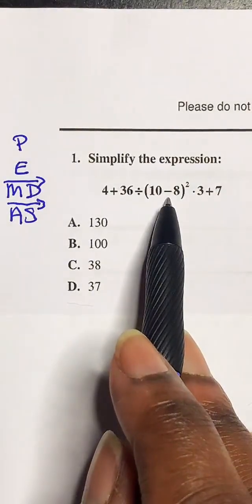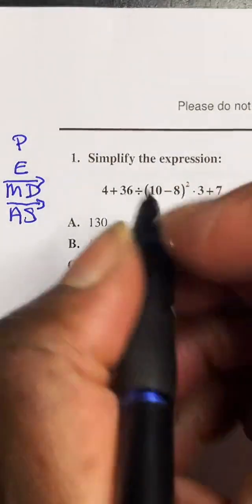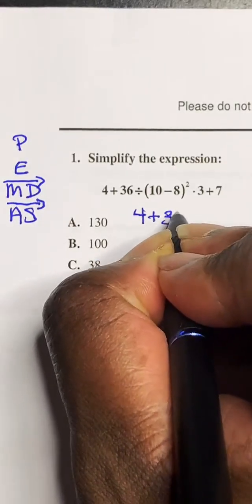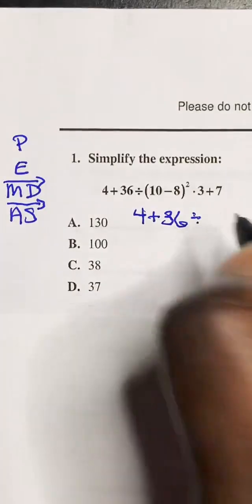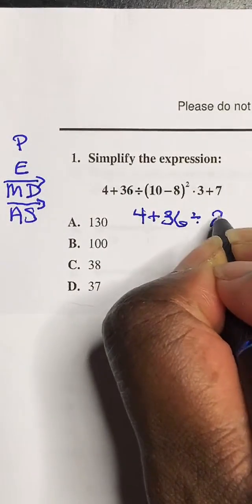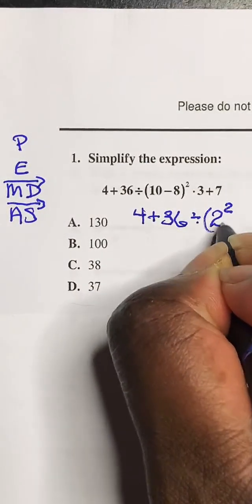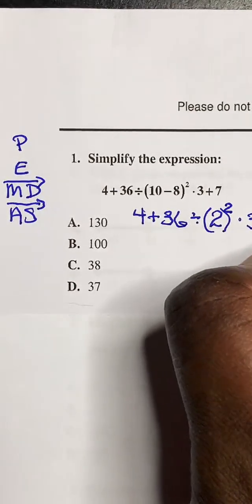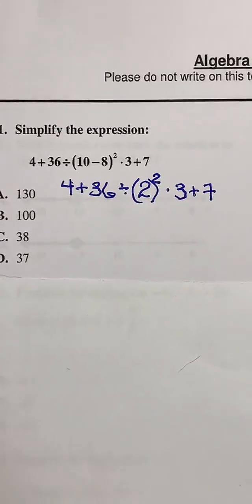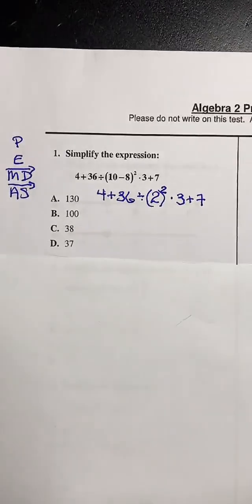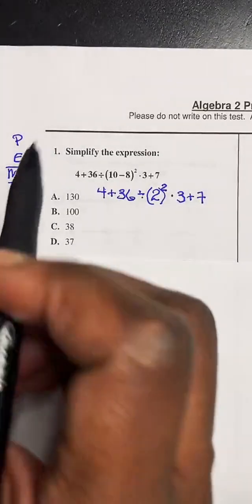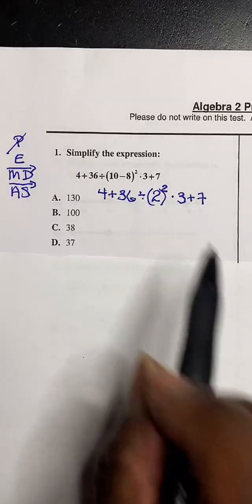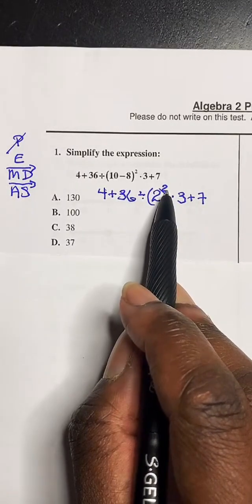Inside the parentheses, we have 10 minus 8. That gives me 2. So we have 4 plus 36 divided by 2, and that is being squared, times 3 plus 7. Let me unzoom just a hair. All right, now we took care of the parentheses. Boom, that's done. Now we're looking at our exponent. Now we have 2 to the second power.